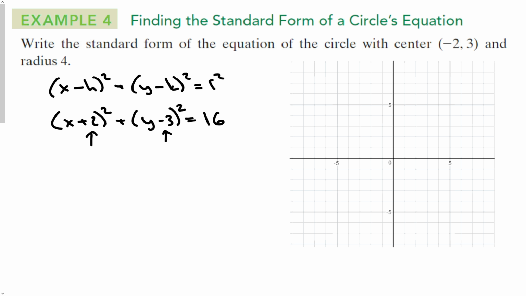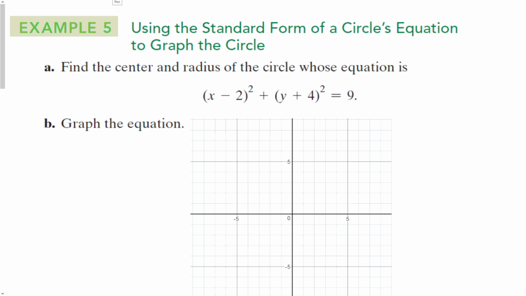So again, start with the center, which is (−2, 3), and then use the radius to graph the circle. So when I graph this circle, I'm going to start by going 4: 1, 2, 3, 4 to the left, 4 down, 4 right, and 4 up. And again, we try to draw as well as we can a nice, smooth circle.